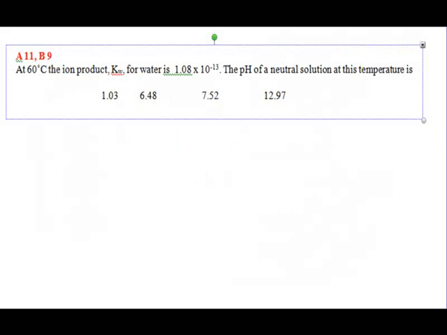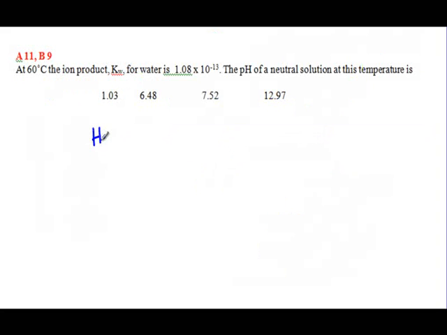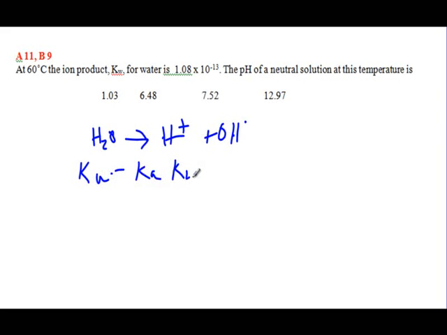Alright, so at 60 degrees C, the Kw for water is 1 times 10 to the minus 13. And the pH of a neutral solution at this temperature is, and we have these choices, okay. So, we can think about water going to H plus and OH minus. We know that Kw is Ka times Kb, right? And if I'm making the same amount of H plus and OH minus, my Ka and Kb are going to be the same. So if I want to know the pH, I need to find the Ka, right?